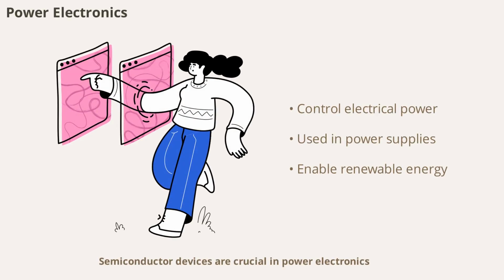Semiconductor devices are crucial in power electronics, which deals with the control and conversion of electrical power. Devices like power diodes, transistors, and thyristors are used in power supplies, motor drives, and renewable energy systems. Their efficiency and reliability have made modern power management possible.